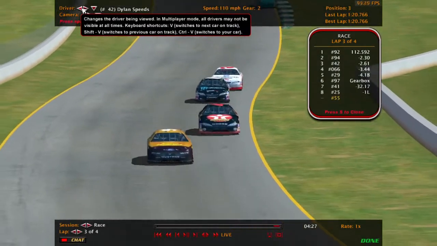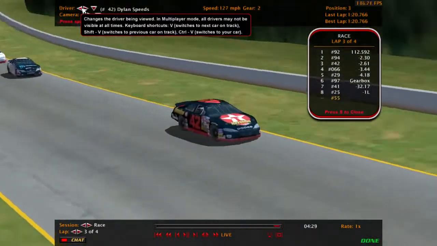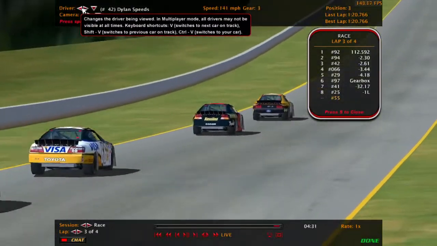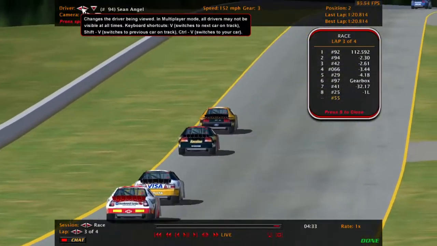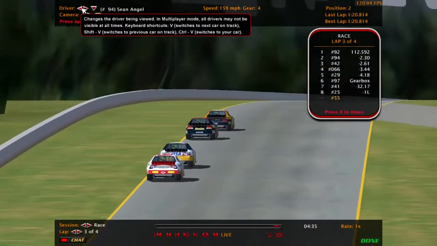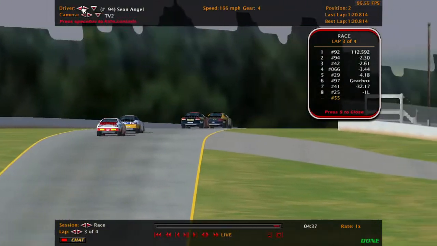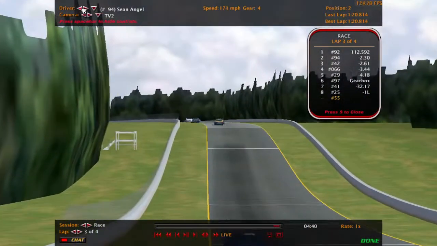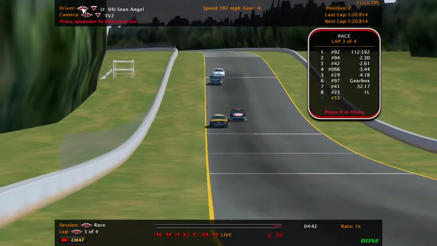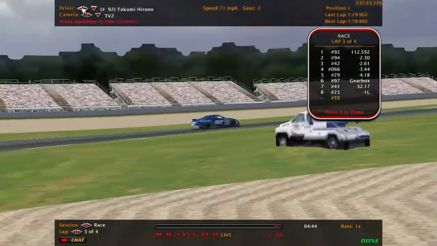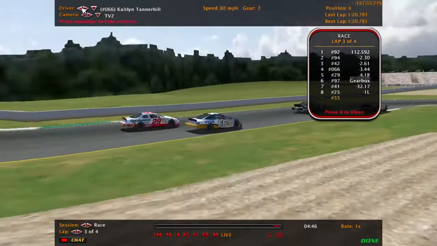And now, here goes Dylan Speeds, who is now trying to get by Sean Angel. We know the 8 is done. Or, I'm sorry, the 25 is done. But coming up here, I mean, the 25's not officially out yet.